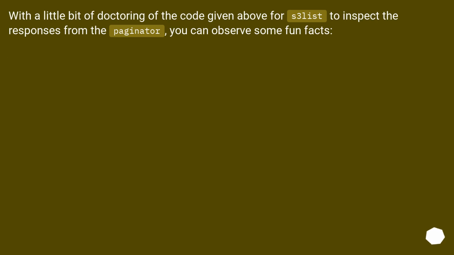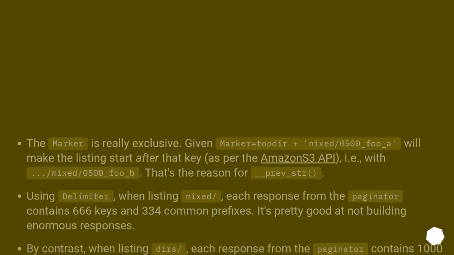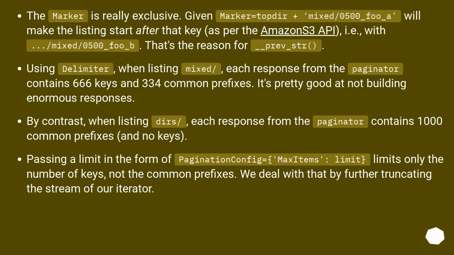With a little bit of doctoring of the code given above for S3list to inspect the responses from the paginator, you can observe some fun facts. The Marker is really exclusive. Given Marker=topdir + mixed/0500_foo_a will make the listing start after that key, as per the Amazon S3 API, i.e., with mixed/0500_foo_b. That's the reason for _prev_str.